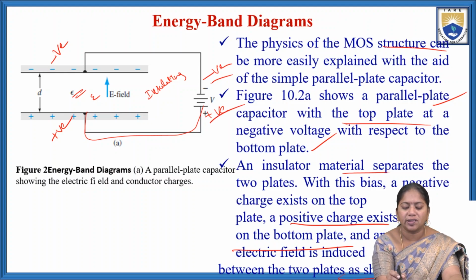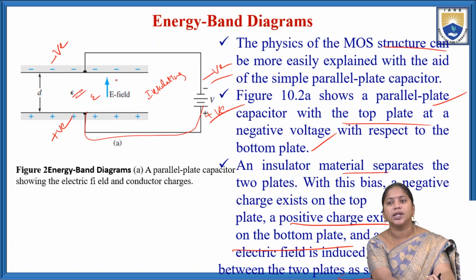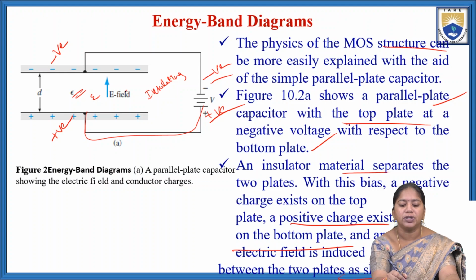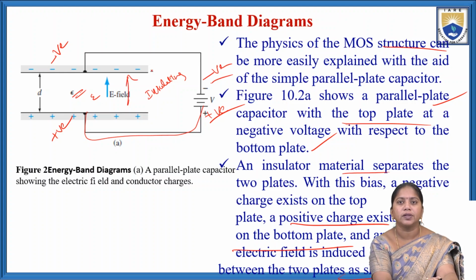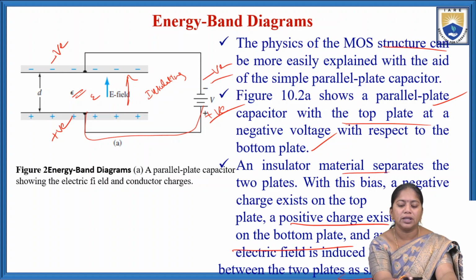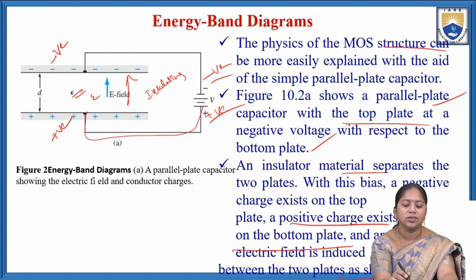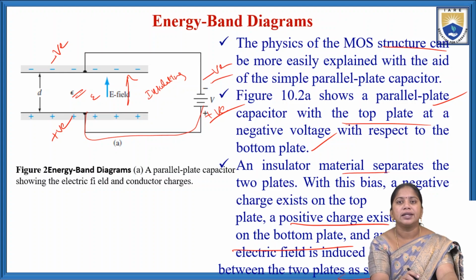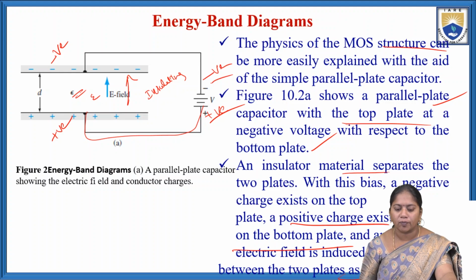So the negative charge exists on the top plate and a positive charge exists on the bottom plate, and due to this an electric field is induced between the two plates. So this is the electric field. The electric field is induced in between the two plates. While giving the bias connections, the top plate is given negative and the bottom plate is given positive. Then negative charge builds on the top plate and positive charge on the bottom plate. Due to this negative and positive difference, the electric field is induced between the two plates as shown in the figure.